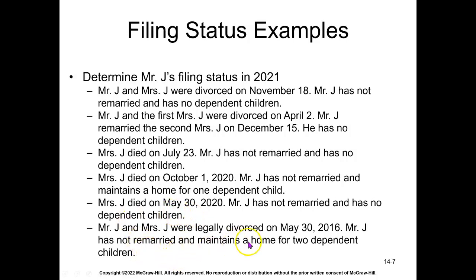Mr. J and Mrs. J were legally divorced on May 30, 2016. Mr. J has not remarried and remains at home for 2 dependent children. But now he's past that 2-year window. If they still are dependents, then he would be head of household because he'd be considered unmarried on the last day of the year. So the choice would be either head of household with the dependents, which he qualifies for, or if there were no dependents, that would be when he'd be single at that point.